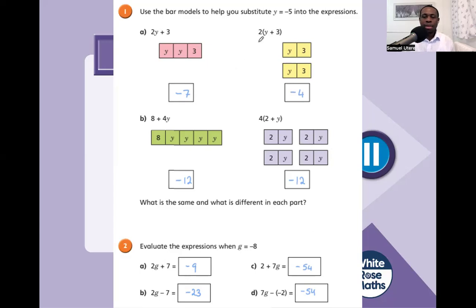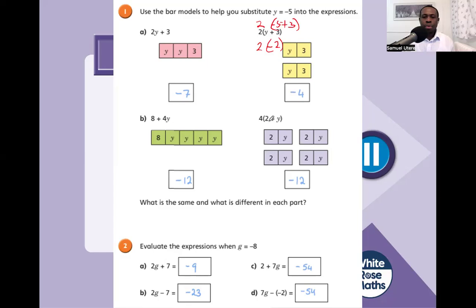And here you can see that we'll do the bracket first. We have -5 add 3. That will be -2. 2 times -2. Whatever is in a bracket can be multiplied by what is outside the bracket. So 2 times -2 will be -4.